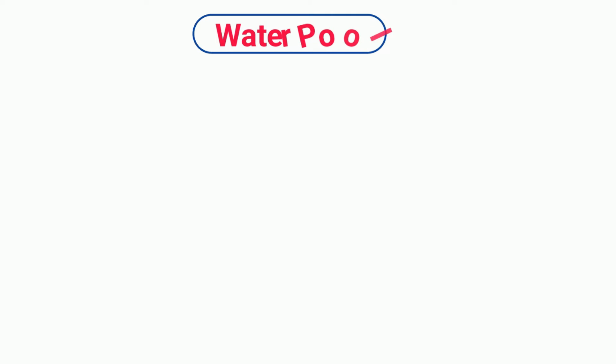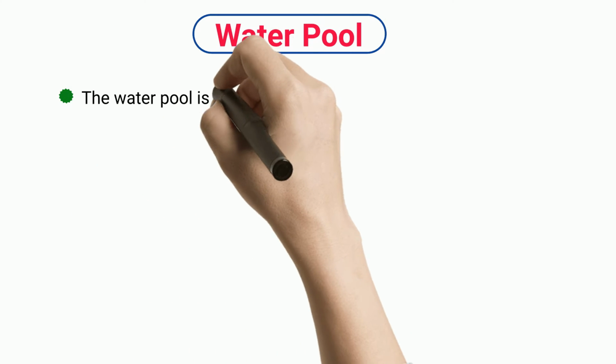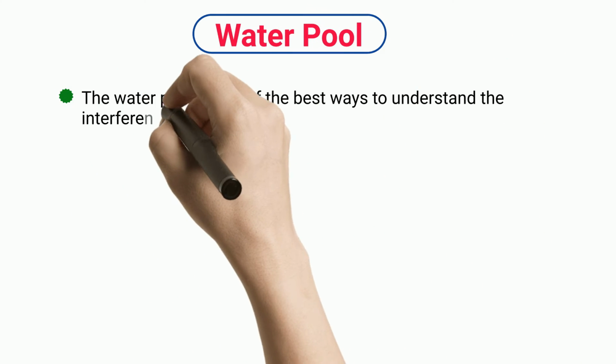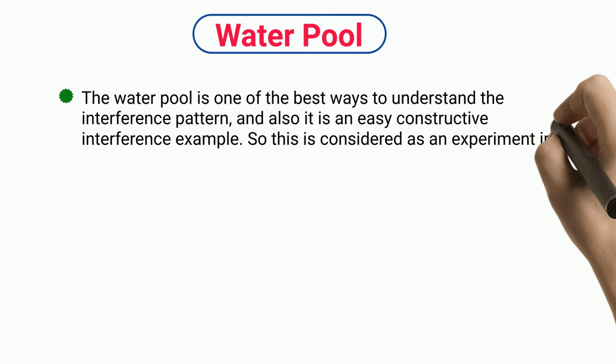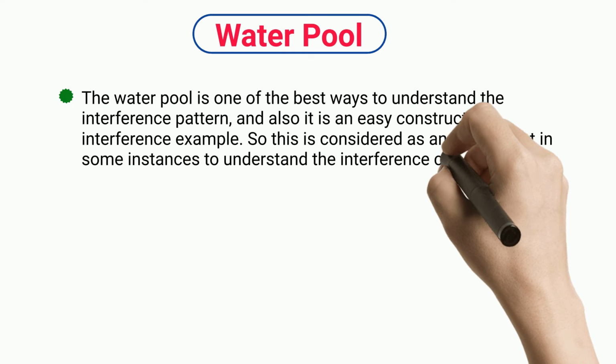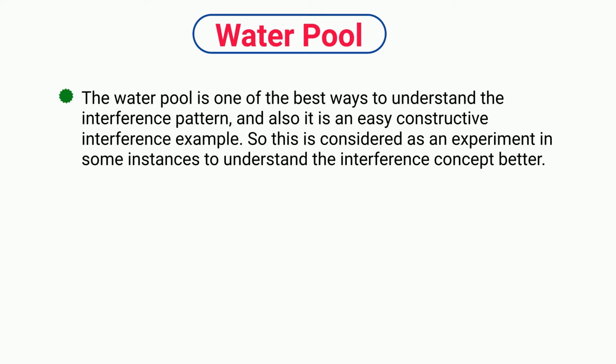Water pool. The water pool is one of the best ways to understand the interference pattern, and also it is an easy constructive interference example. So this is considered as an experiment in some instances to understand the interference concept better.